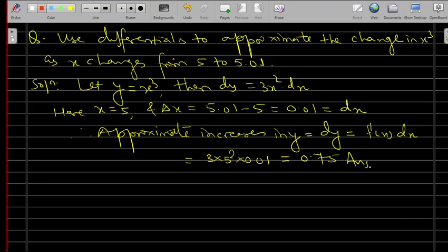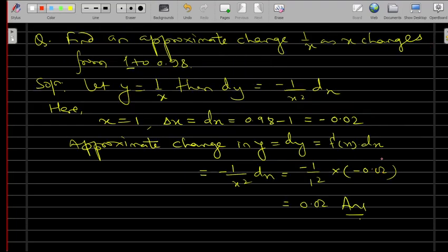Next, use differentials to approximate the change in x cubed as x changes from 5 to 5.01. We know that x cubed is y, dy is 3x² dx, no doubt we can find. Here x equals 5, that is the initial value of x, delta x is the difference, that is 0.01, which is dx. Now the approximate increase in y equals dy, that is f'(x) into dx. f'(x) is 3x², so 3 into 5² into dx, which is 0.01, equals 0.75.